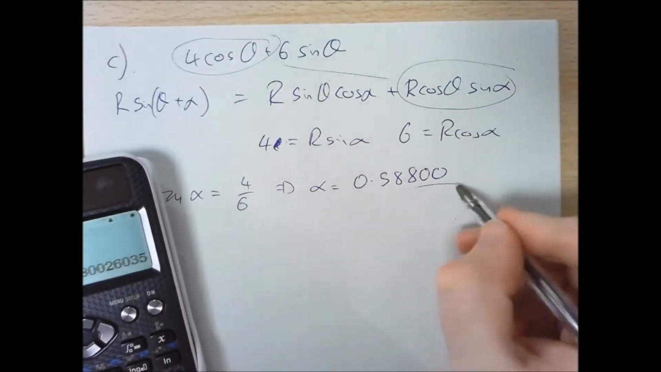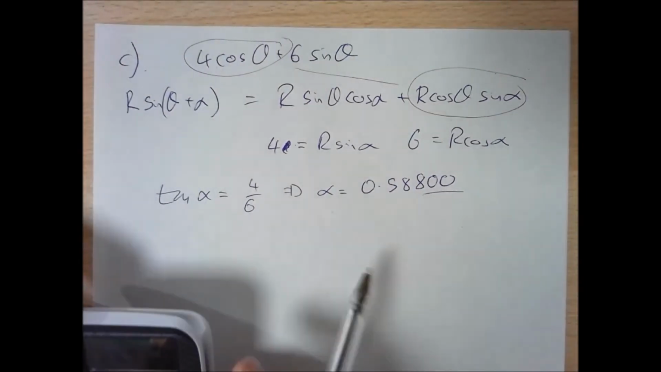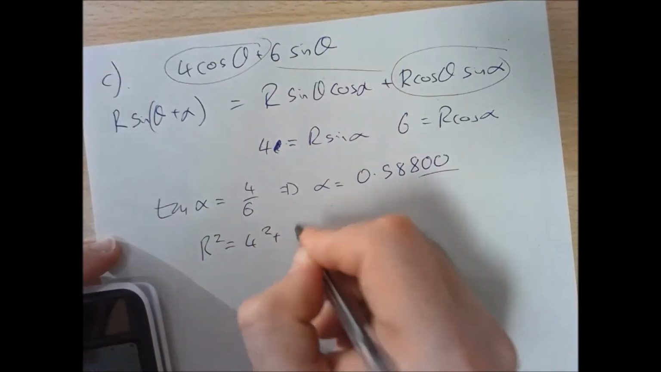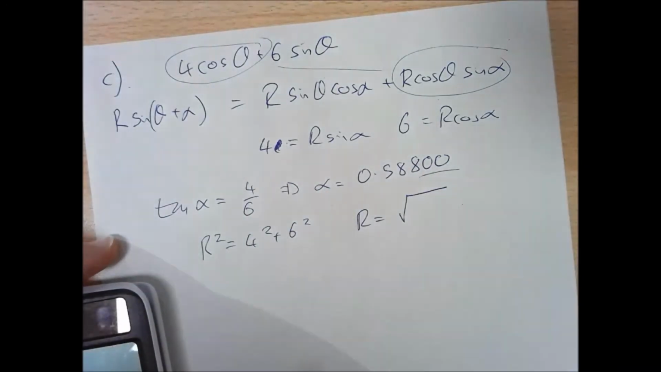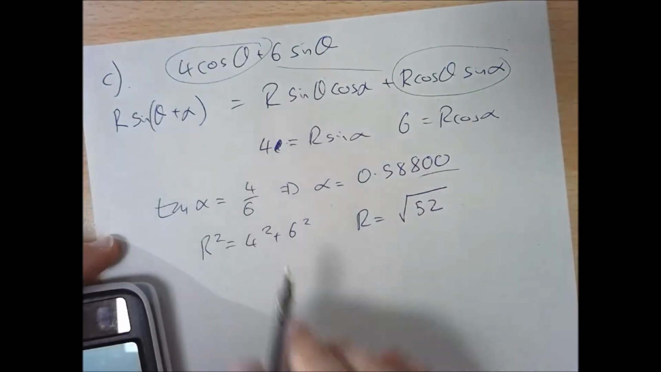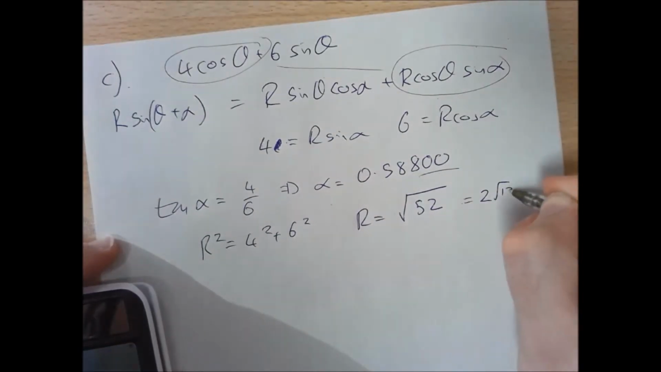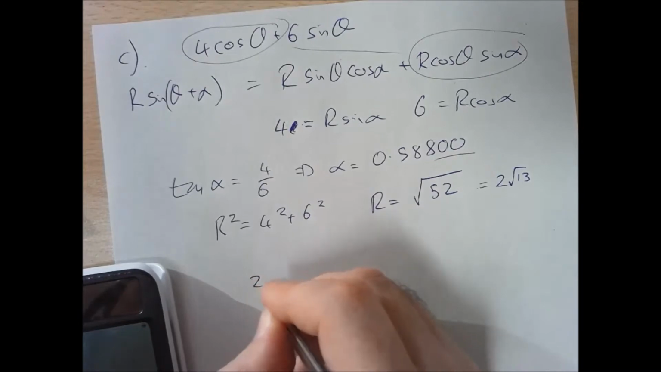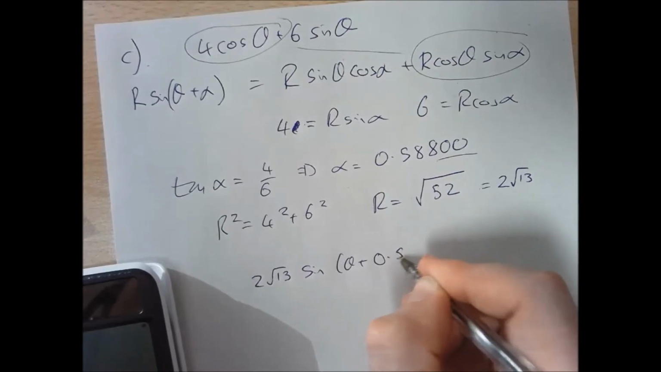8800. I'm going to leave those there just so I can remind myself later on that this is an accurate version of this. We can also find r by doing r squared equals 4 squared plus 6 squared, from the 4 and the 6 here. So we get r equals square root 52, because we get 36 plus 16, which is 52. I think you can simplify this to 2 square root 13, but we could use square root 52 throughout. So we're asked to express it, so we're going to write it as 2 square root 13 sine theta plus 0.588.